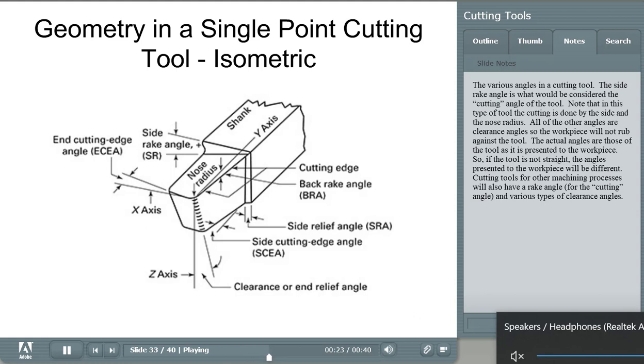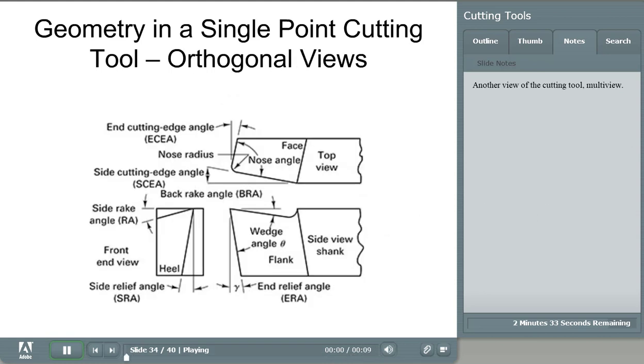The actual angles are those of the tool as it is presented to the workpiece. So if the tool is not straight, the angles presented to the workpiece will be different. Cutting tools for other machining processes will also have a rake angle, that is, the cutting angle, and various types of clearance angles. Geometry in a single point cutting tool, orthogonal views. Another view of the cutting tool, this time a multi-view view.